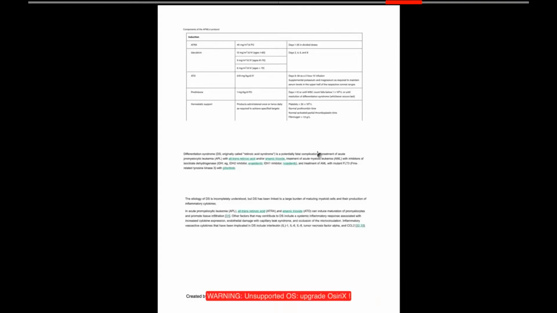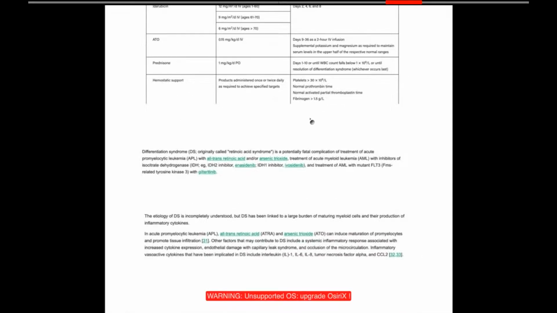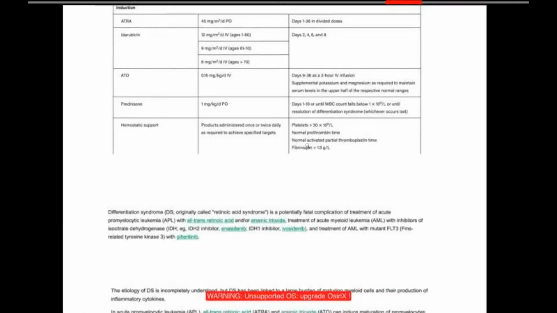And I'll make this a little bit bigger, but you can see here that they begin the ATRA on day 1 to 6 in divided doses. And here it indicates that the arsenic is not given at the very inception. So they certainly blame classically ATRA for this entity, but also arsenic trioxide. And then apparently, and I didn't know this, this entity may occur sometimes in the context of other therapies for AML, which I didn't know about at all.